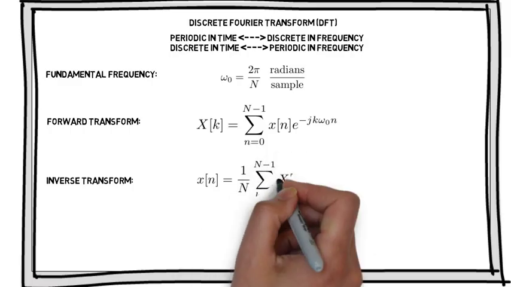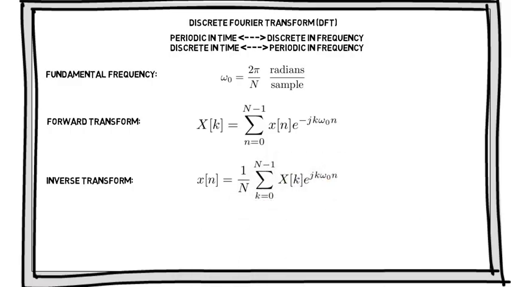And so the inverse transform is 1 over N, there's that scaling that I was just talking about, times the sum from k equals 0 to N minus 1 of x of k times e to the plus jk omega naught n.